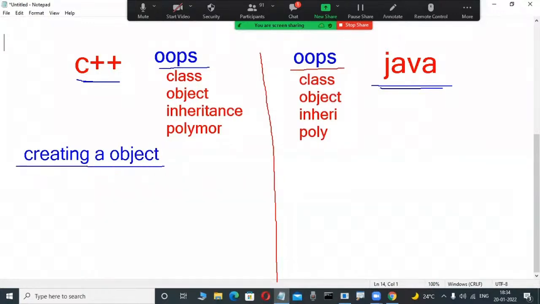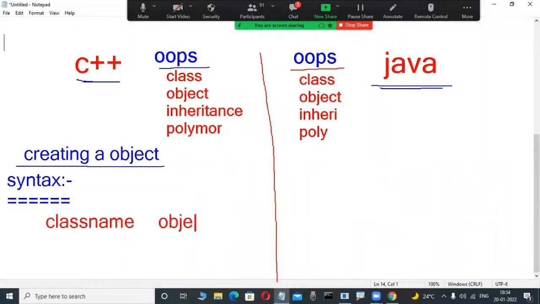Observe here, what is the syntax in C++? Yes, many of you have an idea. Slowly observe here, here is the only difference. Class name, space, object name. This is the syntax to create an object from the class in C++.